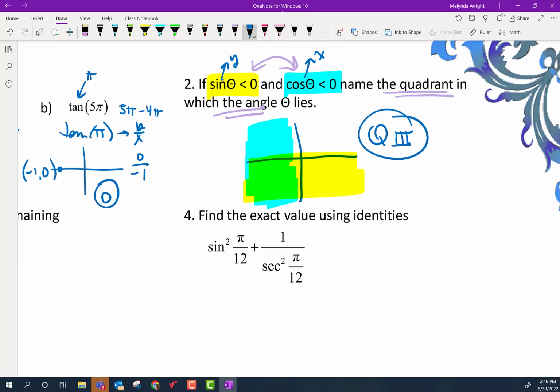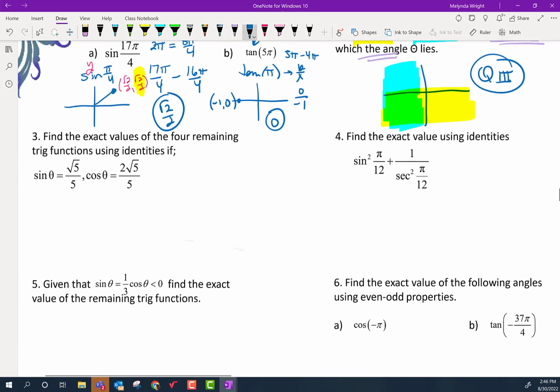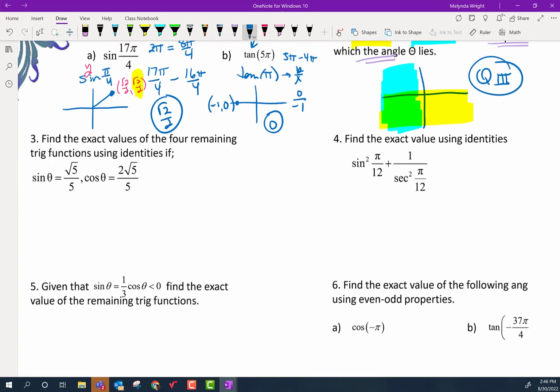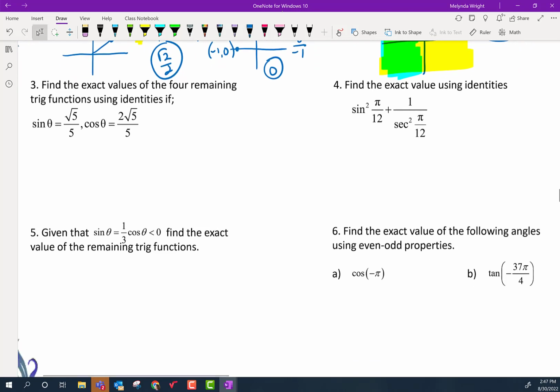Good, good. We're doing well. Let's go to number 3. Find the exact values of the 4 remaining trig functions using identities.